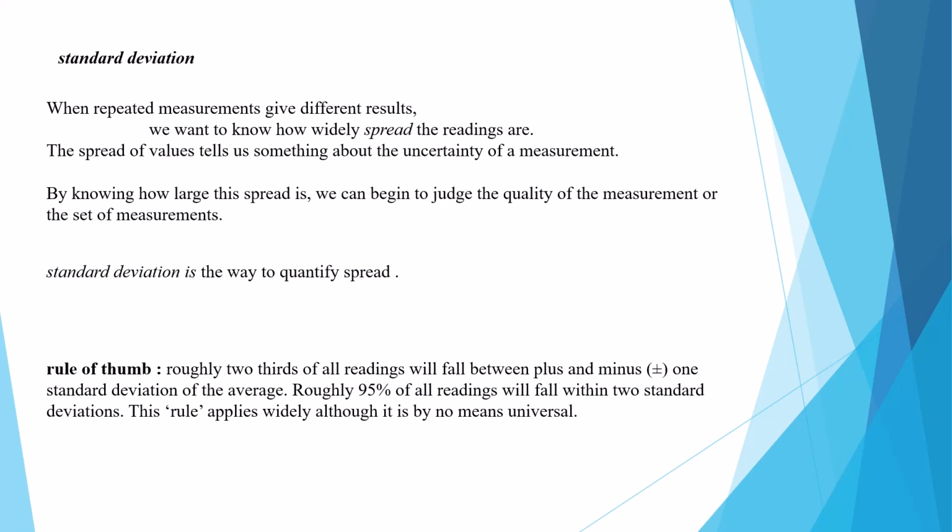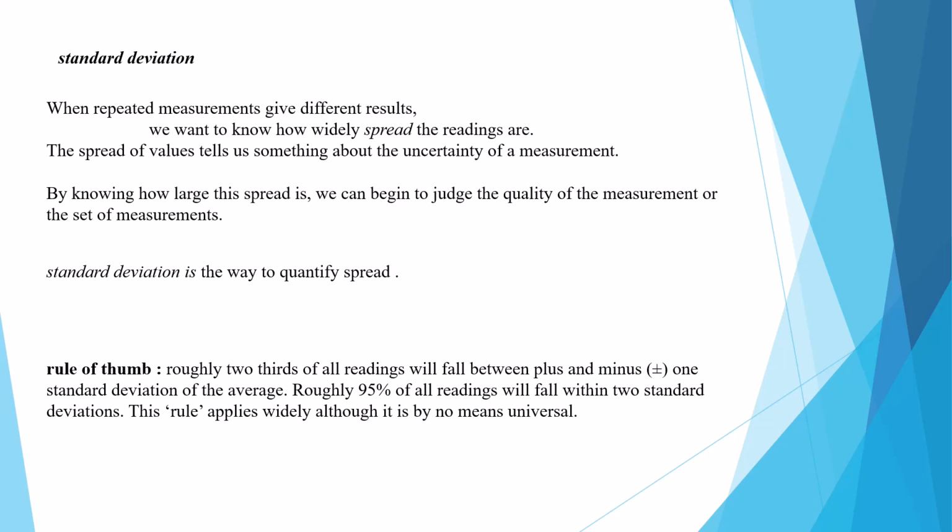Uncertainty of measurement is about statistics. In statistics, we often use standard deviation. What does standard deviation mean? We repeat the measurement, we could get different results, but we want to know how widespread the readings are. The spread of values tells us something about the uncertainty of measurement. So standard deviation is the way to quantify the spread.